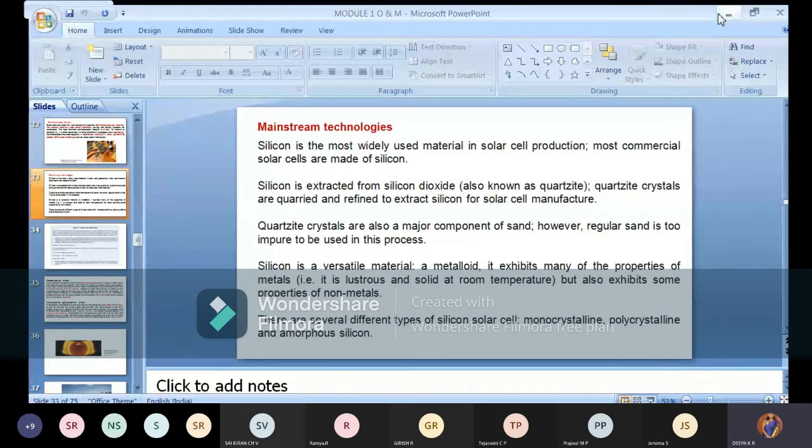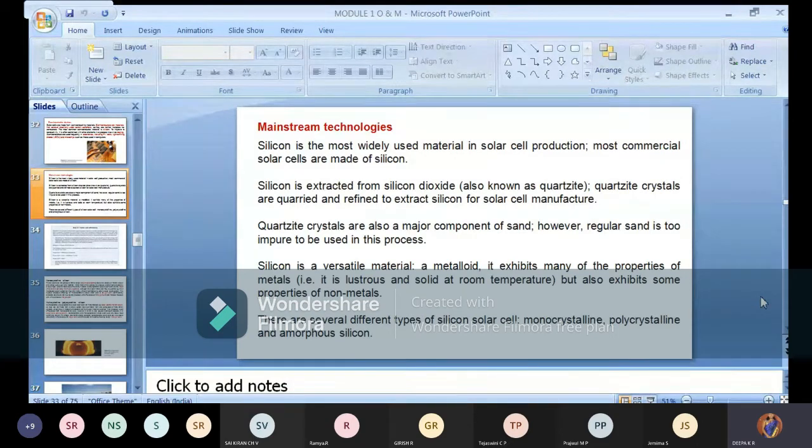So that should have a quartzite crystal. Next is silicon, a versatile material, a metalloid. It exhibits many of the properties of metal because it sits between insulating and conducting activity. So that's what it is. It is a very versatile metalloid, and it exhibits the properties of metal, but also exhibits some properties of non-metal. So we call it a semiconducting material.